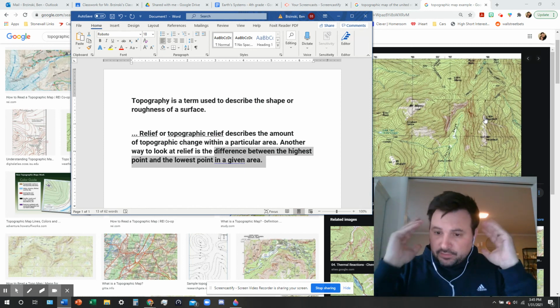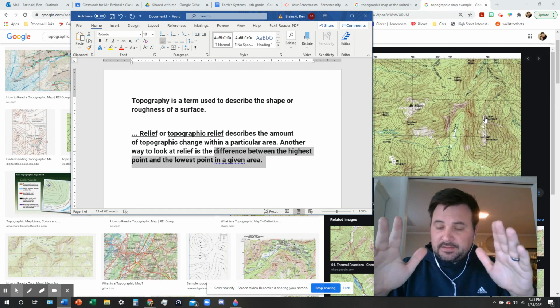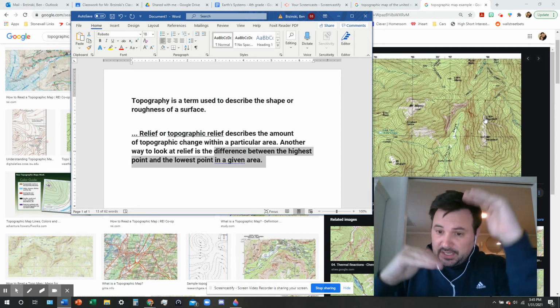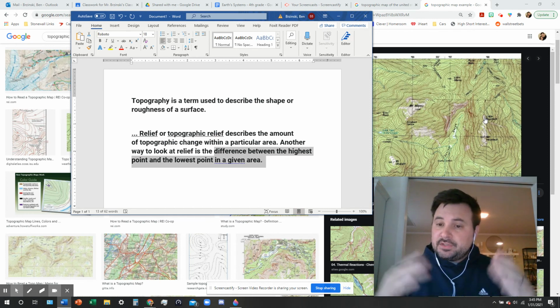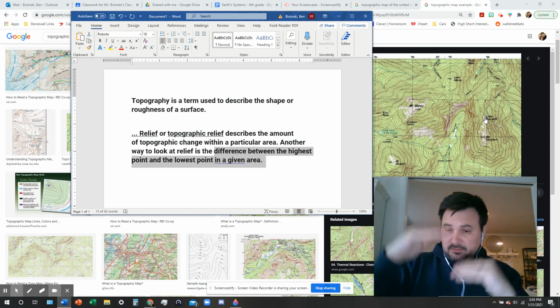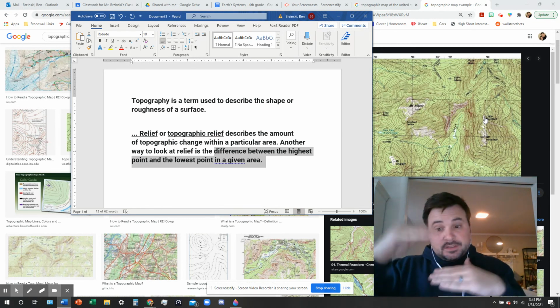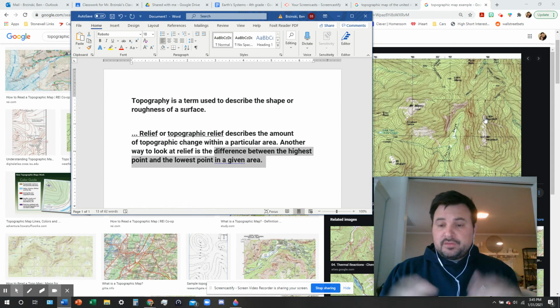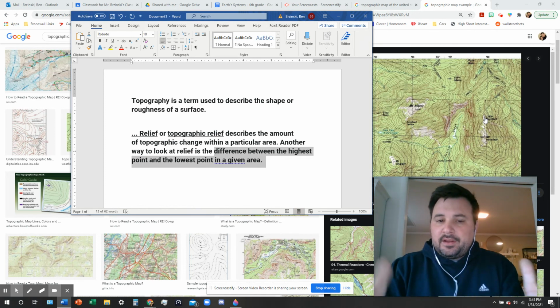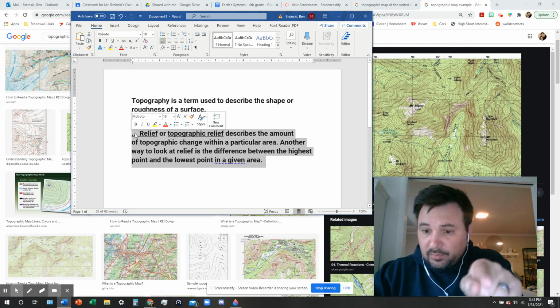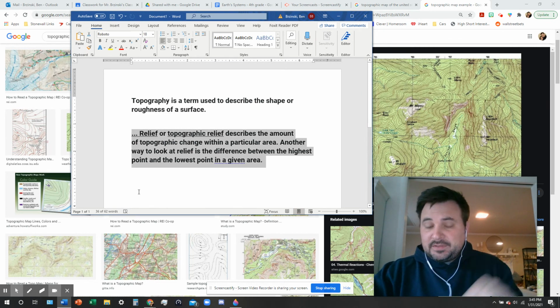But today, what I want you to understand and grasp is this. A topographic map shows the changes in elevation, which is the changes in height, right? How tall or short something is in an area. So the differences in height and land features within a given area. And I want you to pay attention to this little bit right here because this is going to be important for your exit slip today.